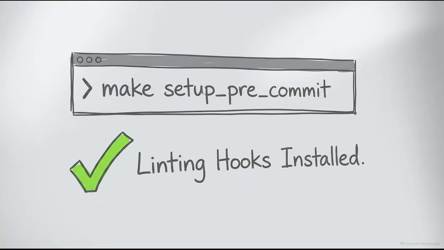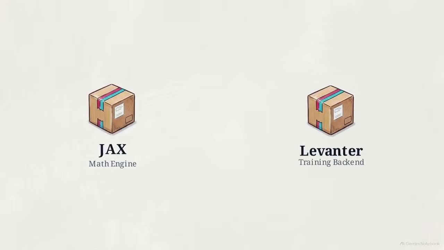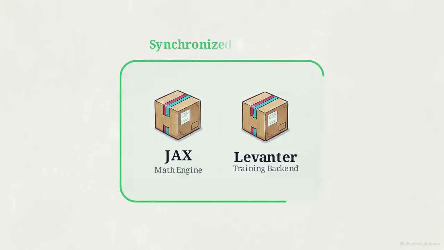After the sync is complete, execute make setup pre-commit to install the repository's standard linting hooks. Synchronizing these specific development group packages ensures that the JAX and Levanter libraries are properly aligned, preventing the version mismatch crashes that can occur during deep training.